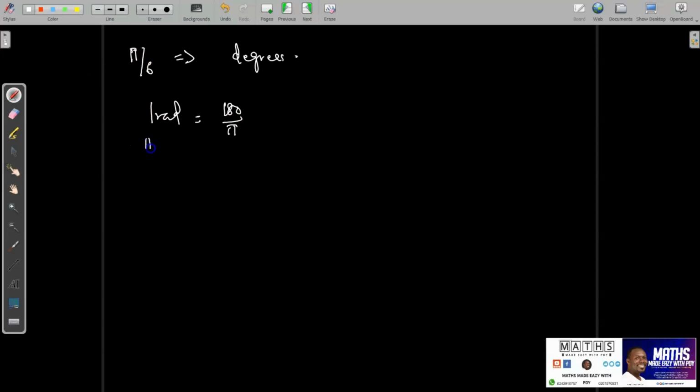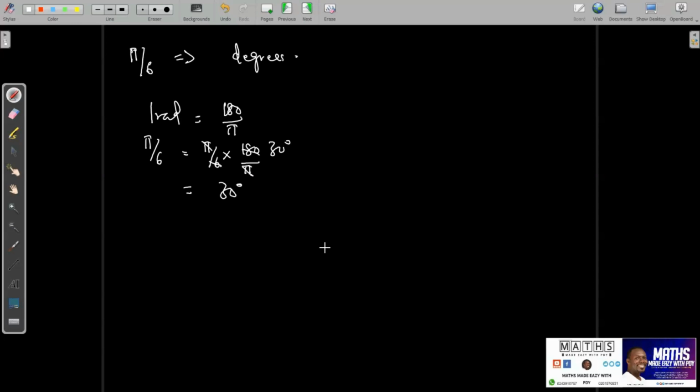So how about pi over 6? That will be equal to pi over 6 times 180 over pi. At this point, the pi's will cancel out. Then 6 will go into 180, 30. So the final answer becomes 30 degrees. And that is how you change it from radians to degrees.